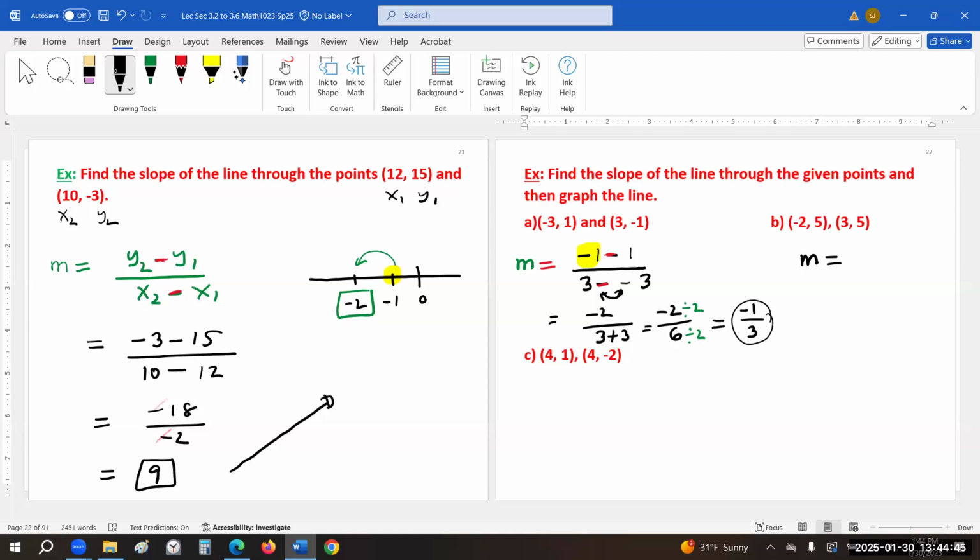I mean, 5 minus 5 on the top. 3 minus -2. So the top is 0, we can see clearly. And what happens to the bottom? 5. And now everybody was confused.